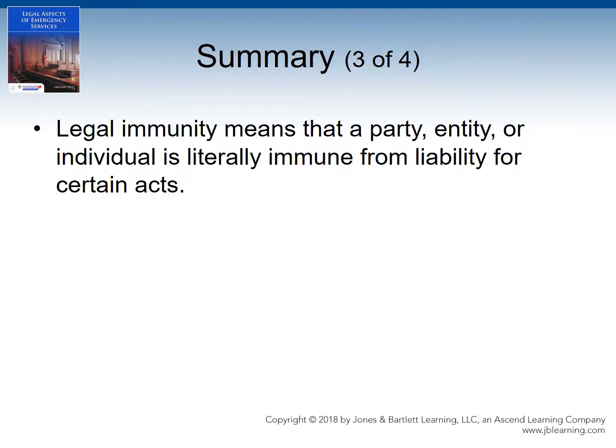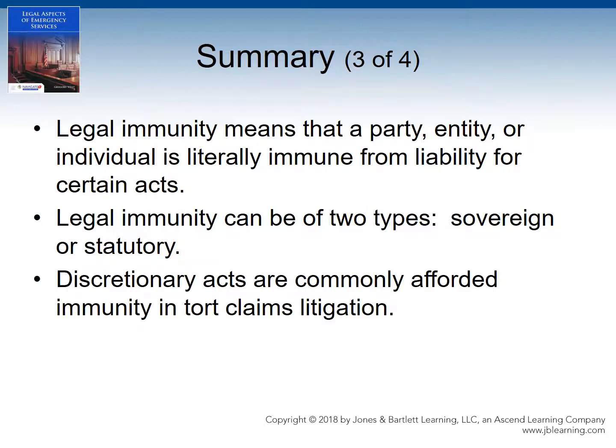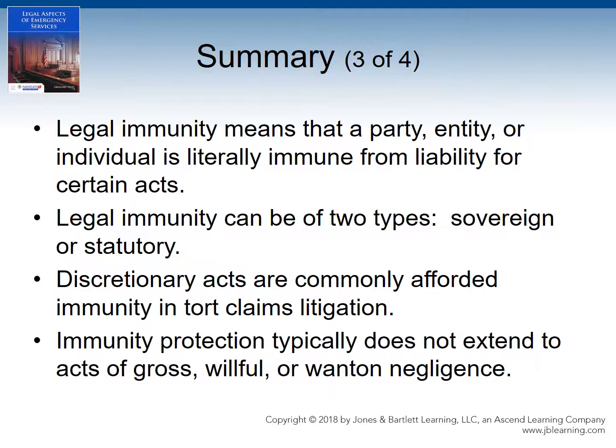Some laws provide immunity to certain people or entities for specific acts or activities, which alleviates legal liability for any damages that may result from those actions or activities. Such immunity is recognized as either sovereign, which applies to governmental actors, and statutory immunity, which may apply to both government as well as private parties. As far as government immunity is concerned, discretionary acts are commonly afforded immunity from tort claims litigation. Regardless of whether the immune party is governmental or private, immunity protection typically does not extend to acts of gross, willful, or wanton negligence.